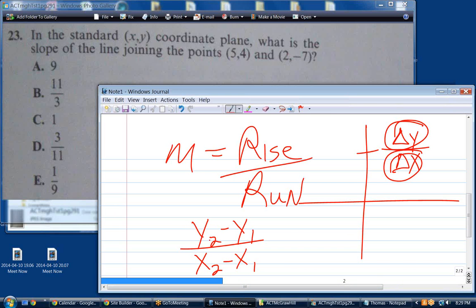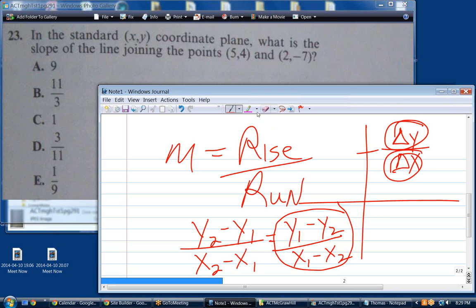And you can even reverse it like you did. You actually did y sub 1 minus y sub 2 all over x sub 1 minus x sub 2, which is fine to do, just don't mix up the directions. Don't put 1 minus 2 in the numerator and 2 minus 1 in the denominator. You'll get the wrong sign.